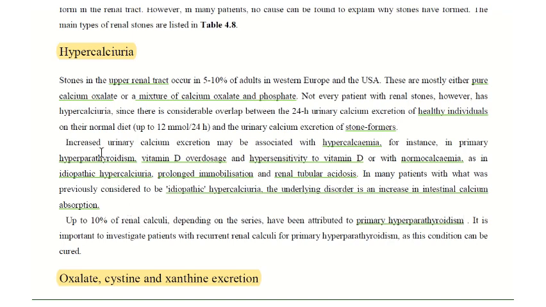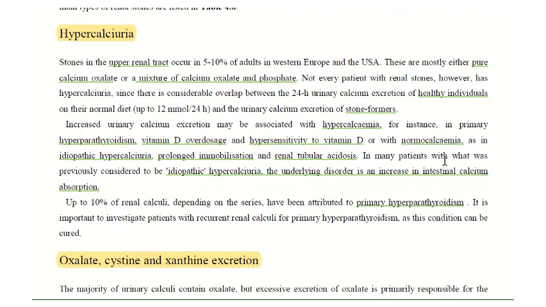إذن increased urinary calcium excretion ربما يكون له علاقة with hypercalcemia، وهنا نعطي الأمثلة عليه: primary hyperparathyroidism, vitamin D overdosage, and hypersensitivity to vitamin D، أو له علاقة with normal calcemia، وبهيج حالات مثال عليها idiopathic hypercalciuria, prolonged immobilization, and renal tubular acidosis.